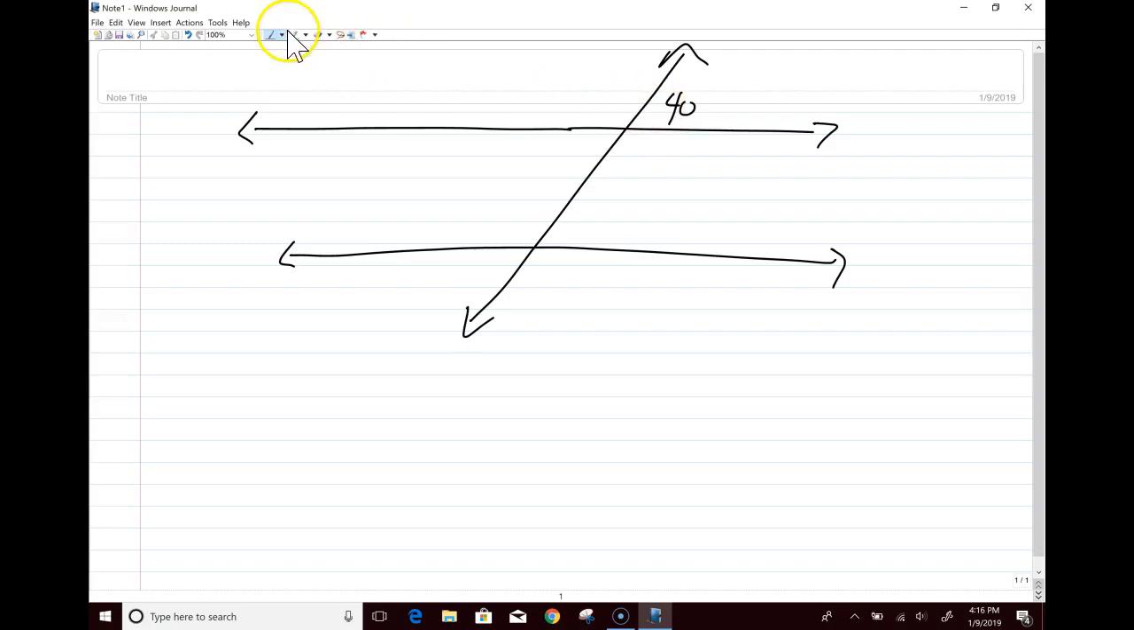For example, this is 40. How much is all of this? All of this makes a line, so it should make 180. So how much is this missing angle here? Well, it's 180 minus 40, which is 140. So this is 140. And then from here, can you figure out the rest? Easily. These angles here are vertical angles. So then if this is 40, this should be 40. If this is 140, this should be 140.